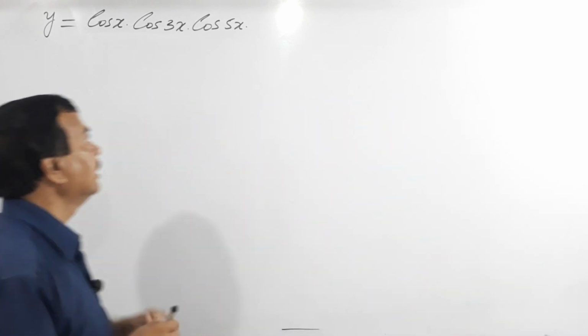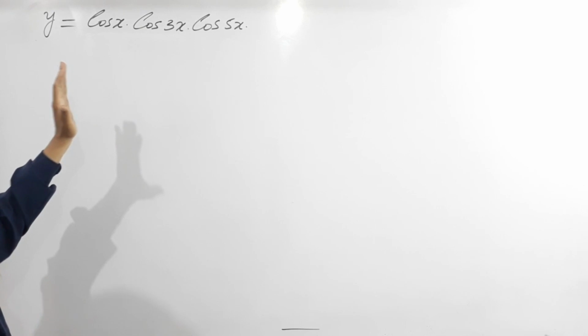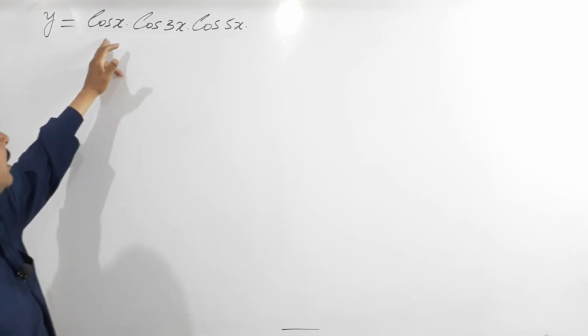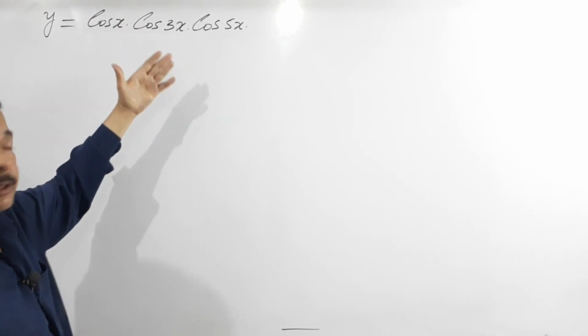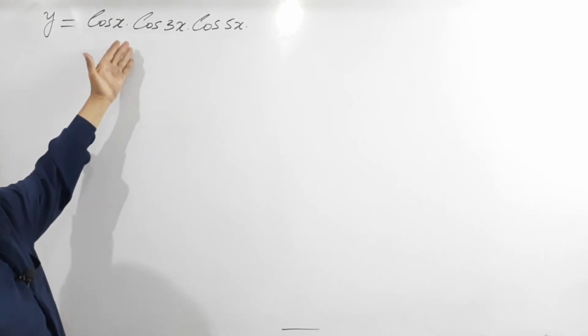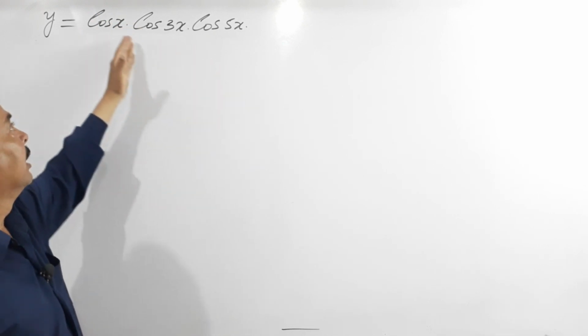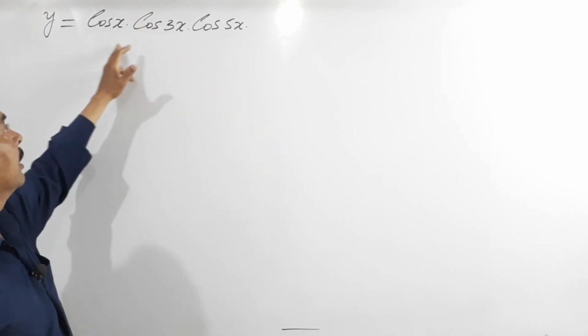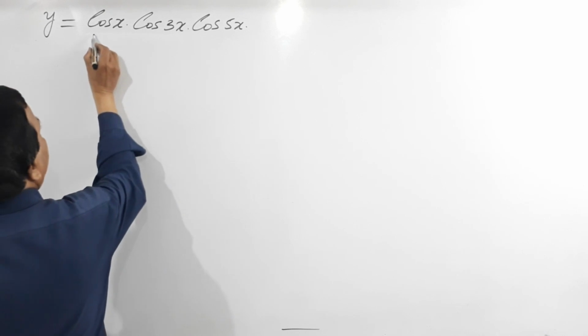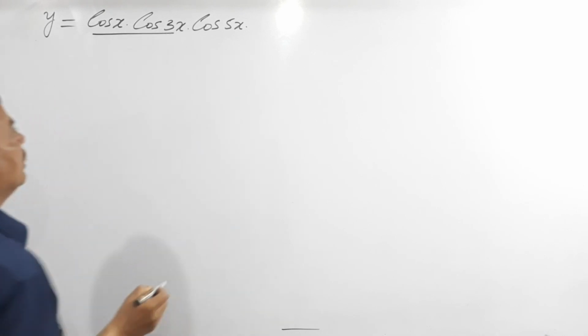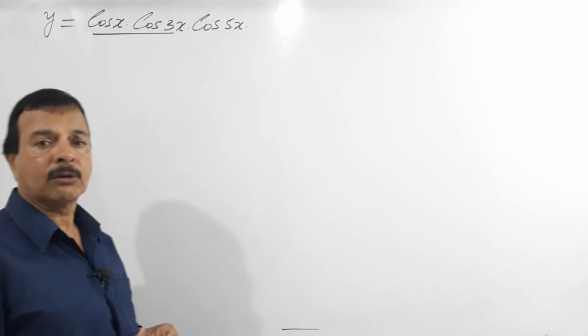So whenever you get such a problem, the solution is like this. You first take two of the terms, whether it is cos x into cos 3x or whatever it is. Now in this problem it is cos x into cos 3x into cos 5x. The values may change, no issues, but the method you follow is the same. To begin with, I will take cos x into cos 3x.